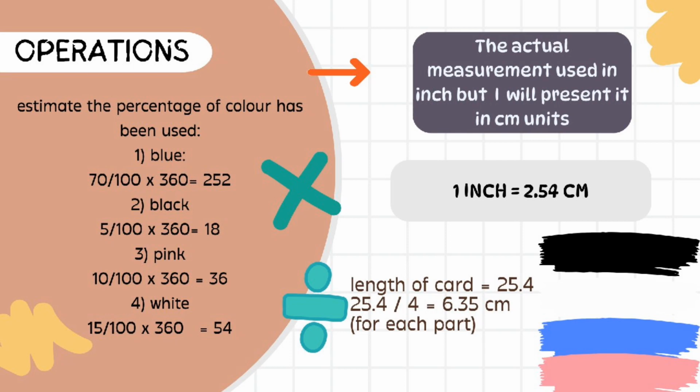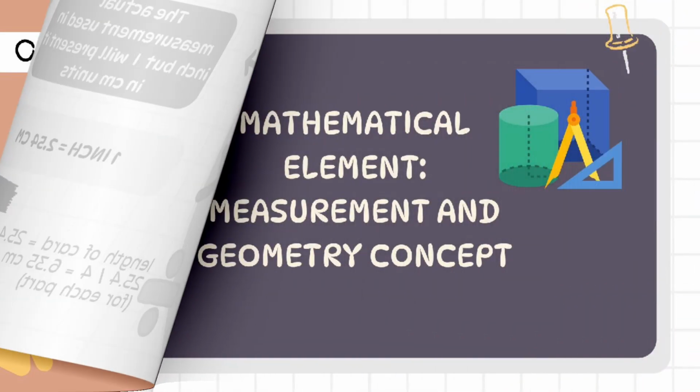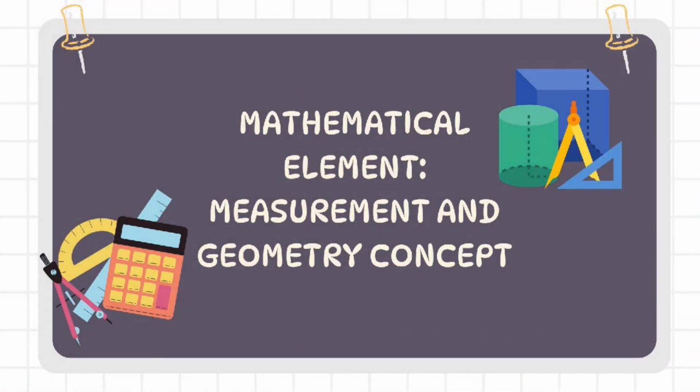Using some simple mathematics, we can calculate the area of each color section. For example, for blue, it's 70% of 360 degrees, which equals 252 degrees. We do the same thing for black, pink, and white. Next, we are going to discuss mathematical element number 2, which is measurements and geometry concepts.